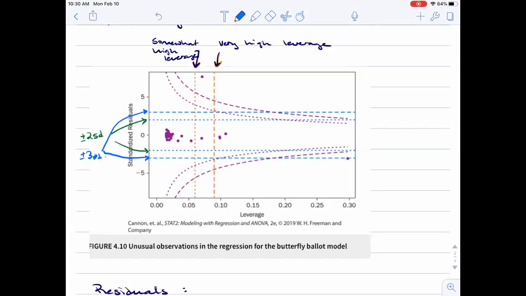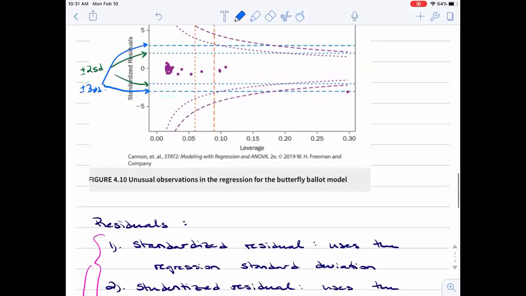Here, these lines are what we call the Cook's distance. The Cook's distance is the one that we kind of ultimately rely on because it combines how far the residuals are, how many standard deviations the residuals are away from each other, as well as the leverage. So it's a combination of the two. And of course, it's got kind of 2 bounds as well. So here.